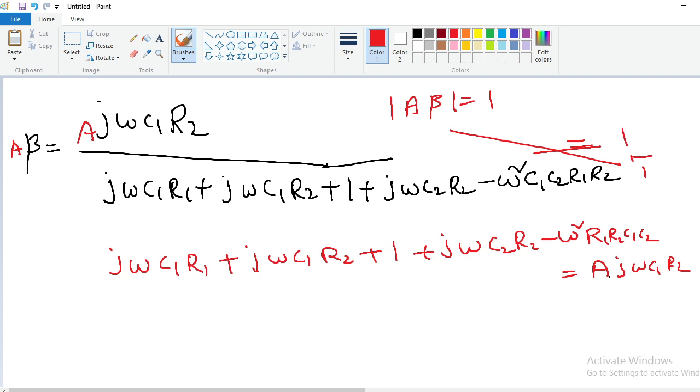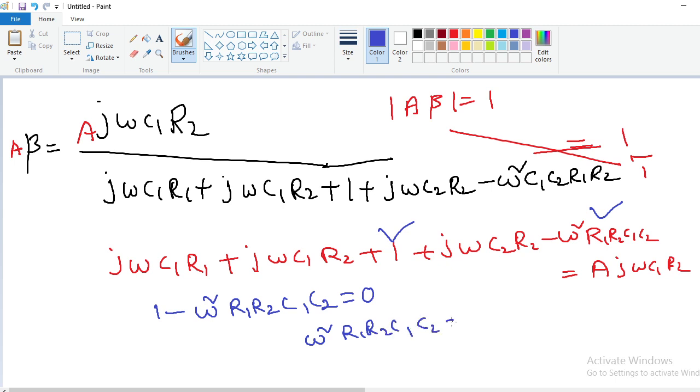Simple cross multiplication. So equating the real terms. So what are the real terms? These are the real terms. Equating the real terms, simply 1 minus omega square R1 R2 C1 C2 is equal to 0. And equating the real terms equal to 0, we'll get omega square R1 R2 C1 C2 is equal to 1. So omega square is equal to 1 divided by R1 R2 C1 C2.